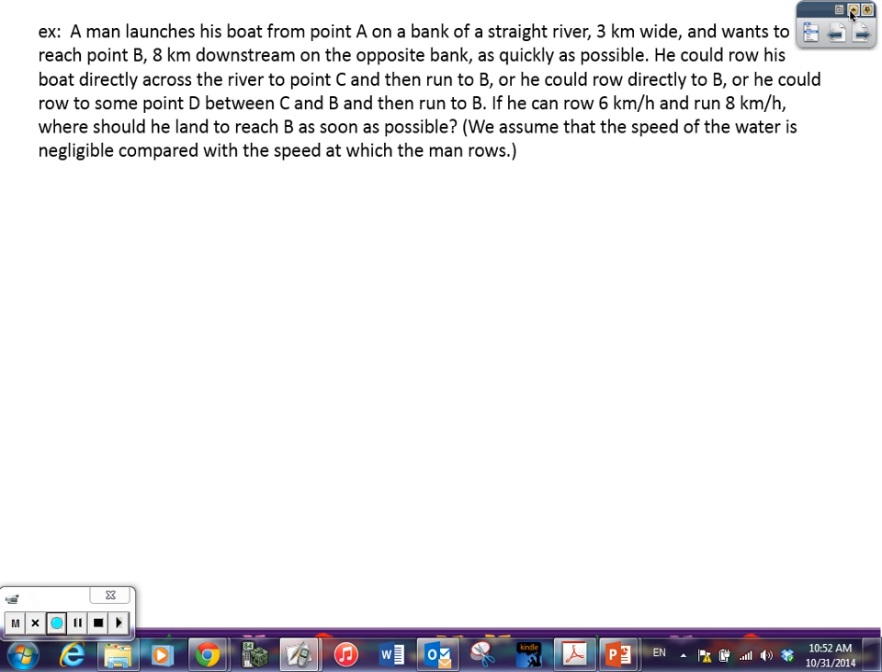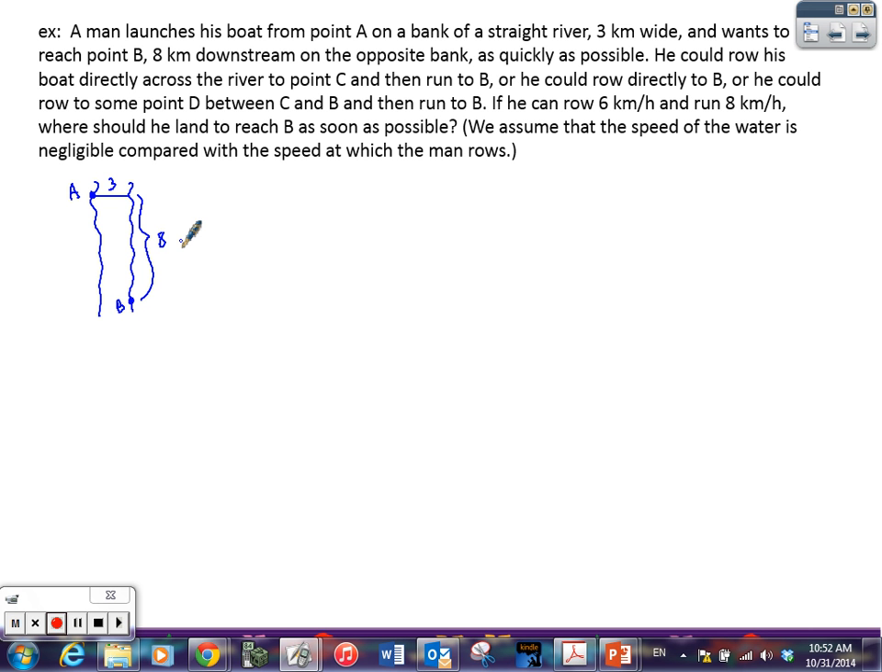So before we keep going, I want to stop and record what we have learned so far. So we have a stream. We have point A where he launches his boat. The stream is 3 kilometers wide and he wants to reach point B, which is on the opposite side, and that is 8 kilometers downstream as quickly as possible. So far that's what we have going on.